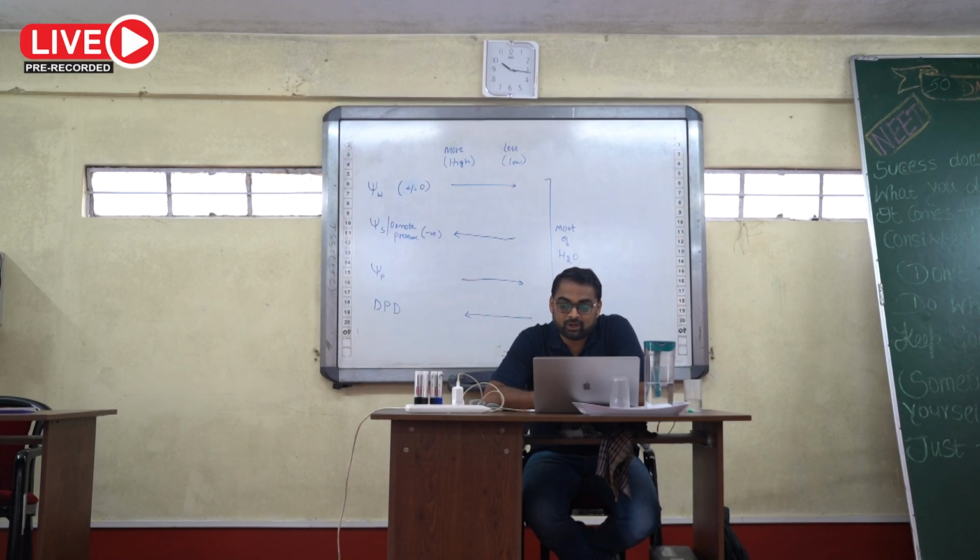Ascending order of ecological units in increasing complexity is. This is a simple question. To start with, it has to be species, so only one option has species. Species is the beginning of the ecological hierarchy. Species, population, community, ecosystem, biome, biosphere.